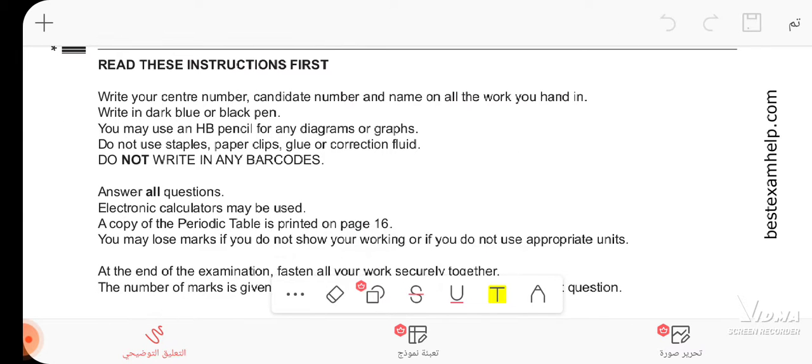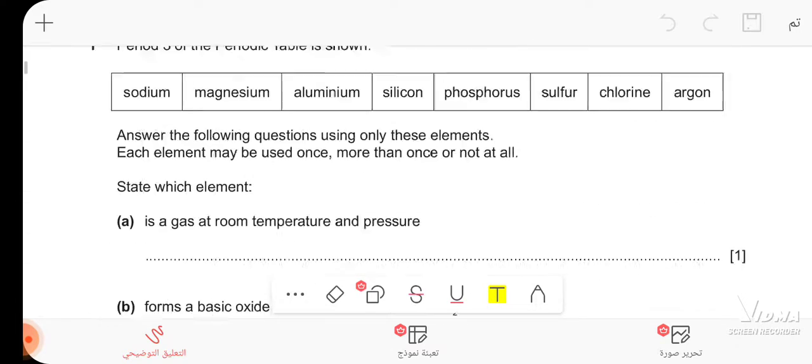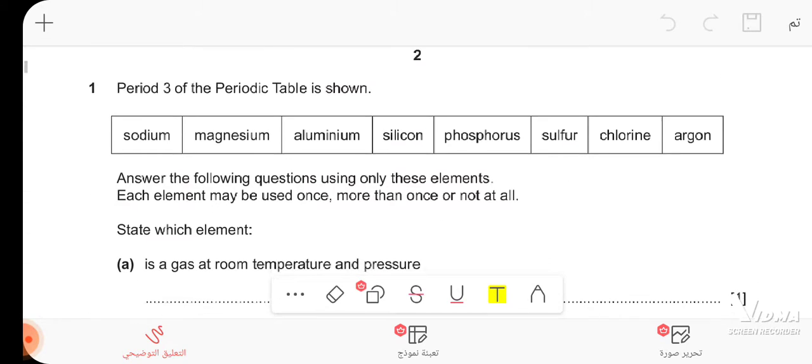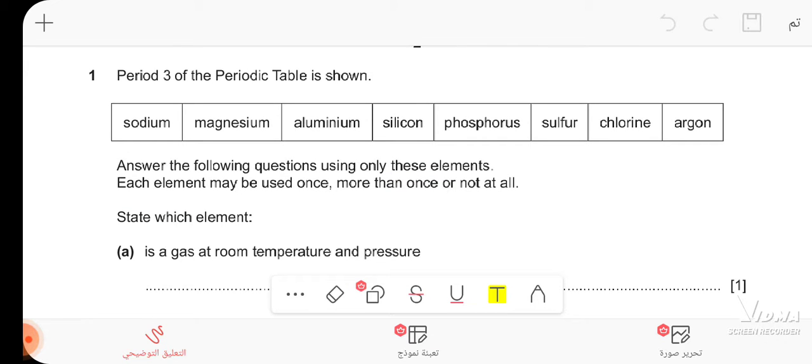Firstly, there are some instructions about the exam. You must use your dark blue pen, and also you can use HB pencil for any diagram or graphs, and also don't use staples, paper clips, glue, and so on.